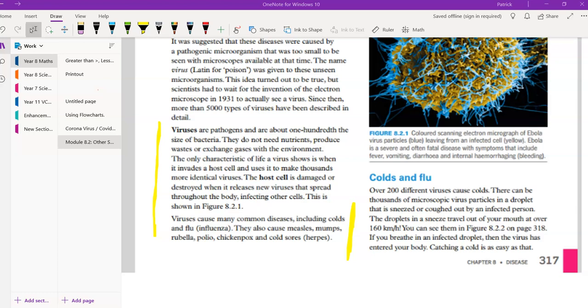One interesting thing here that we need to be aware of, and it will become very obvious when we think about the coronavirus: the droplets in a sneeze travel out of your mouth at over 160 kilometers an hour. 160 k's an hour. So you can see that they are coming out with quite some force, and they are going to travel a fair distance, and hence catching a cold is pretty easy to do when you understand that.